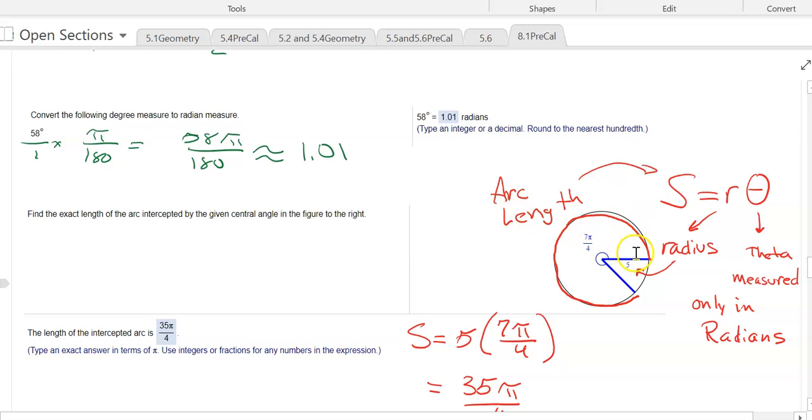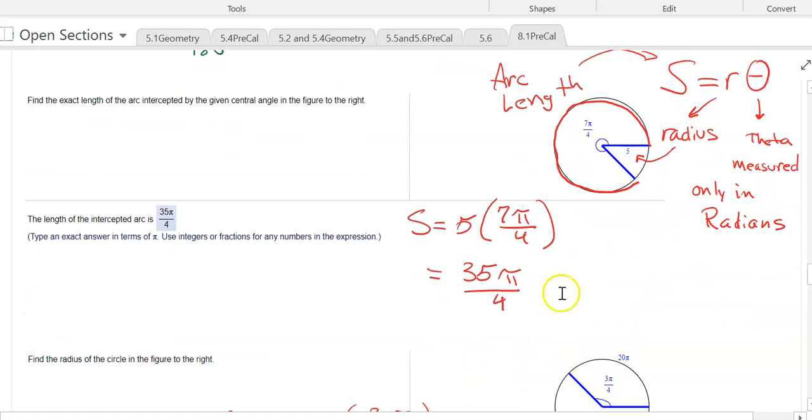Then now we're dealing with arc length. This is S is equal to R times theta. So this symbol is a Greek symbol for theta. And this is a measurement of angles. And these are only in radians. All right, so arc length is S, radius is R. And so we are given our theta, or our angle measurement, is already in radians, so we don't have to do anything there. We're given our radius, so we simply have to multiply.